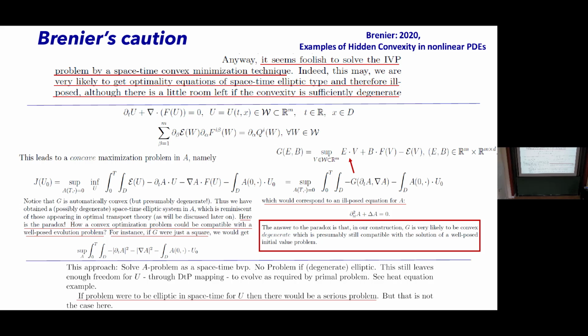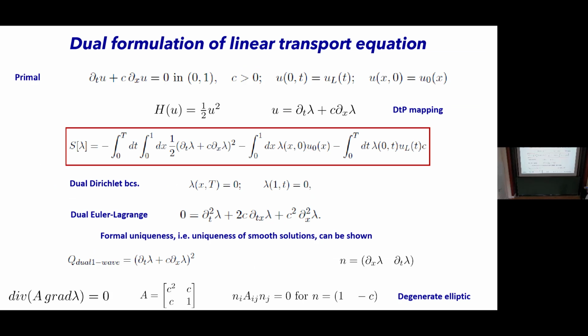And my point of view is, if the problem were to be elliptic in space-time for the primal variable u, well, this problem somehow you fiddled around and you came up with a formulation and suddenly it looks like an elliptic problem in u, that is a problem. But that is not the case here. The dual guy is a space-time elliptic problem. No. And okay, so simplest possible transport equation, first order wave equation, first order system.